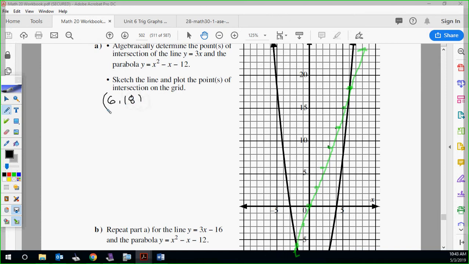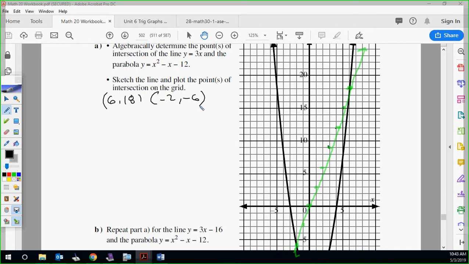And -2, -6 is the other intersection. Again, how do I draw 3x? 3x just means a line with a y-intercept of 0 that goes up 3 over 1 as the slope every time. So that's how I got that if you weren't sure.